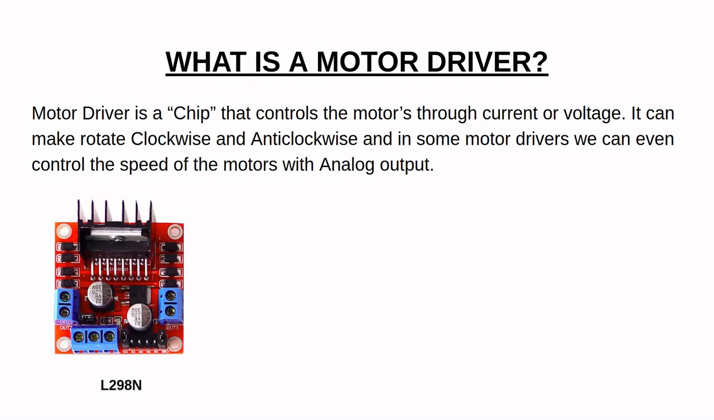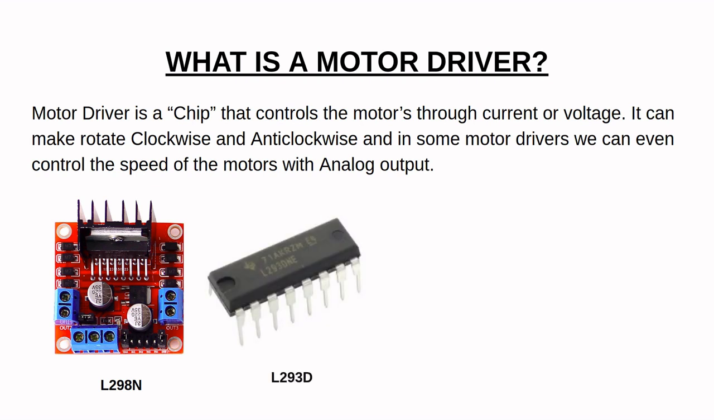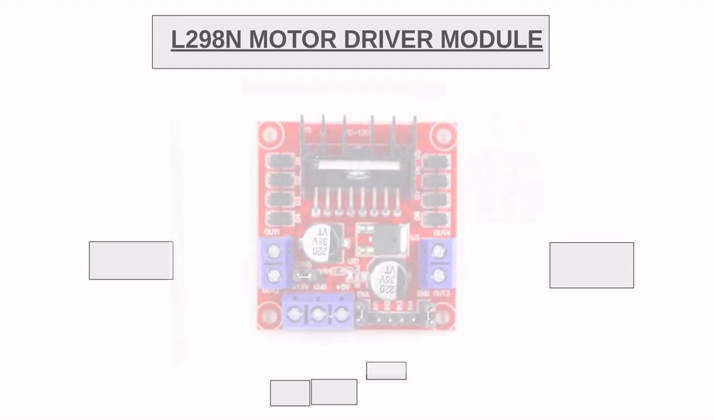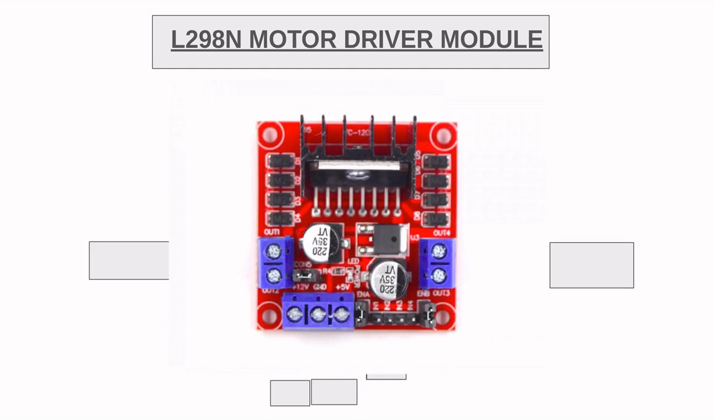Here are some examples of motor drivers. This is the L298N motor driver, a heavy duty motor driver which is widely used. This motor driver is called the L293D. This is a chip. We are going to use the L298N motor driver module to control our DC motors. It looks like this.